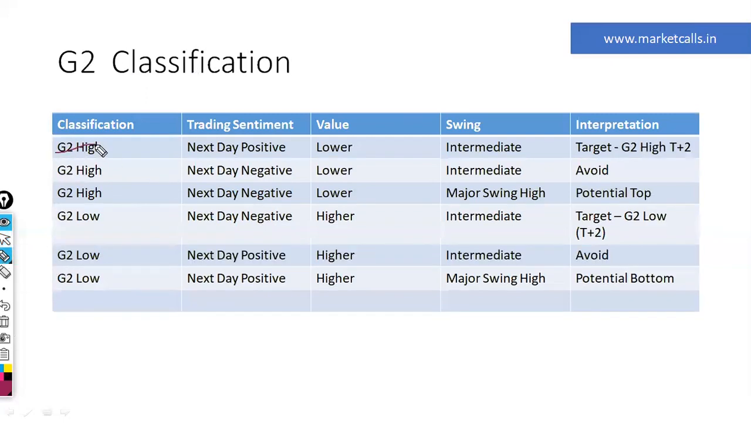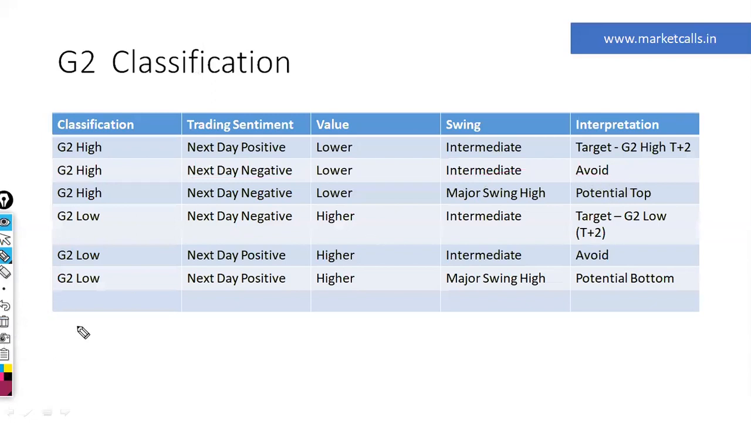If there is a G2 high and the next day you are seeing a positive trading sentiment at the open, you have to watch out on the daily time frame. On the daily time frame, if the opening itself is staying positive, then go and get towards the target. But if you are seeing a G2 high and the next day is negative, and it is coming not at a major swing high but at an intermediate point of the swing, then you should avoid it. Don't try to play it. It may not get cleared at all.